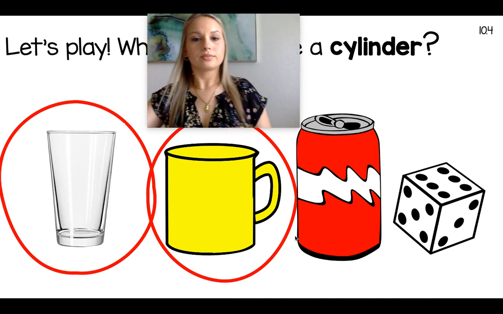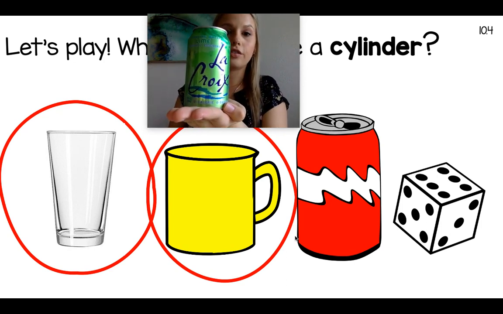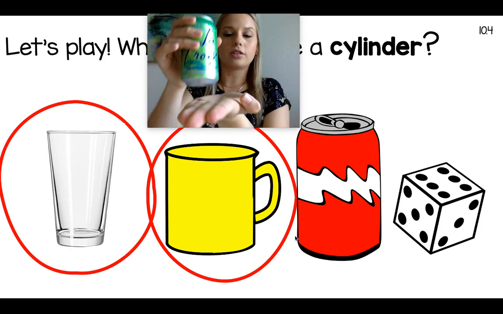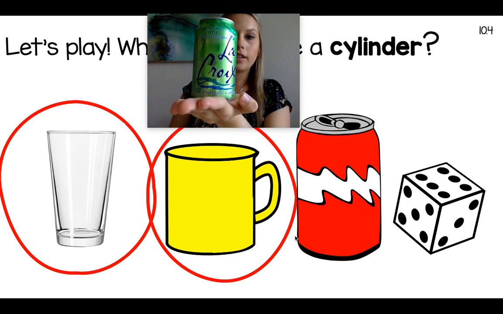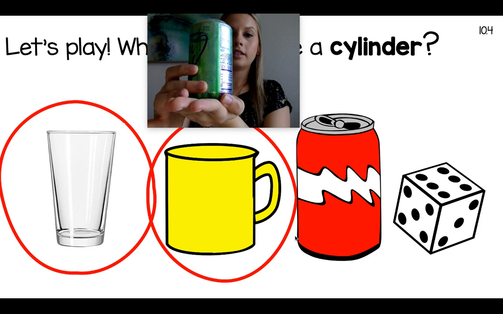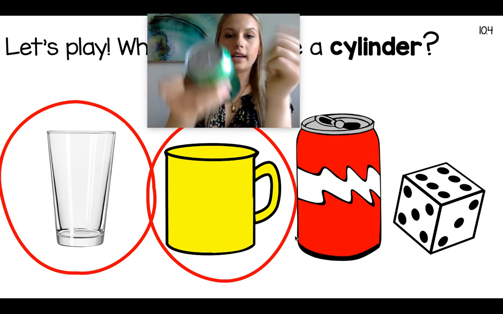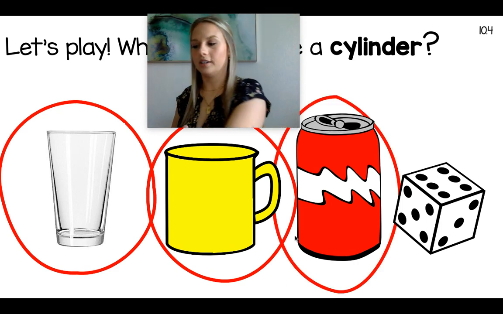Last one, a can. All right, let's see if it has two flat surfaces and if it's round. I can lay a flat surface on my hand. One flat surface here, two flat surfaces, and is it round and curved? Yes, so it must be a cylinder.